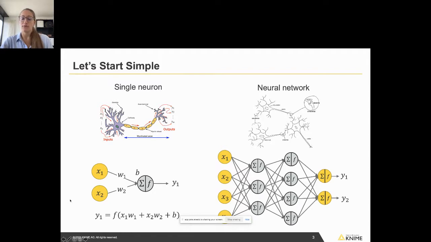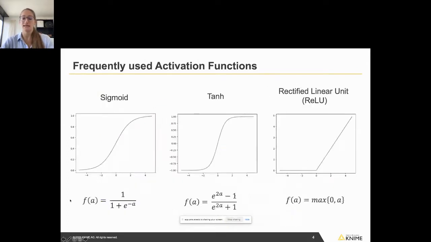And what are commonly used activation functions here? So I already talked about a step function, where we say, okay, if the weighted sum is above a certain threshold, it's active, otherwise inactive. But actually, there are also other functions commonly used. So what kind of functions could a data scientist use?